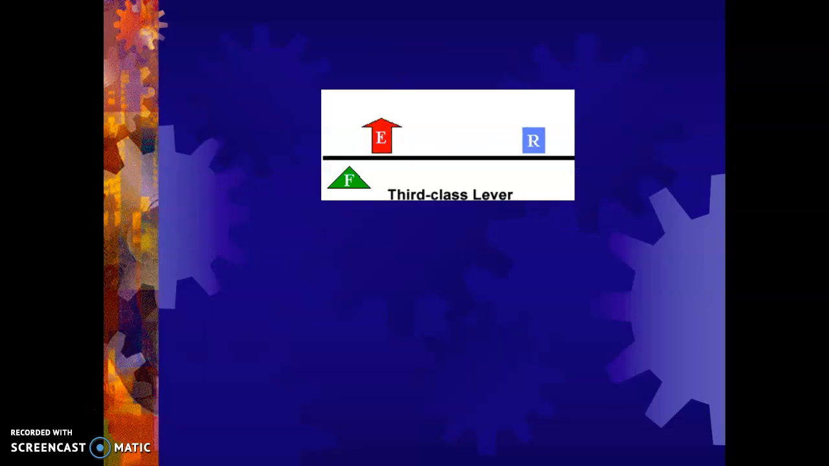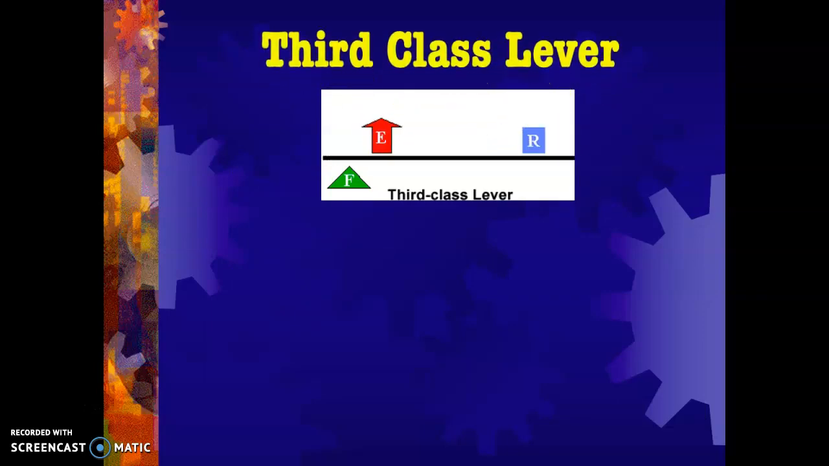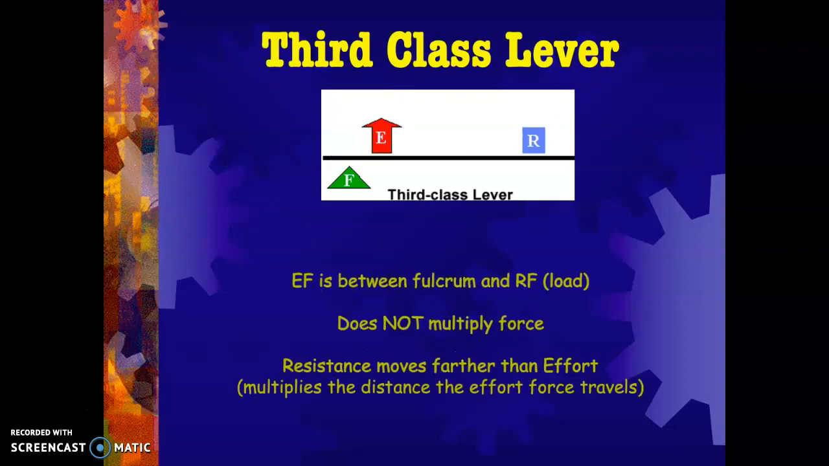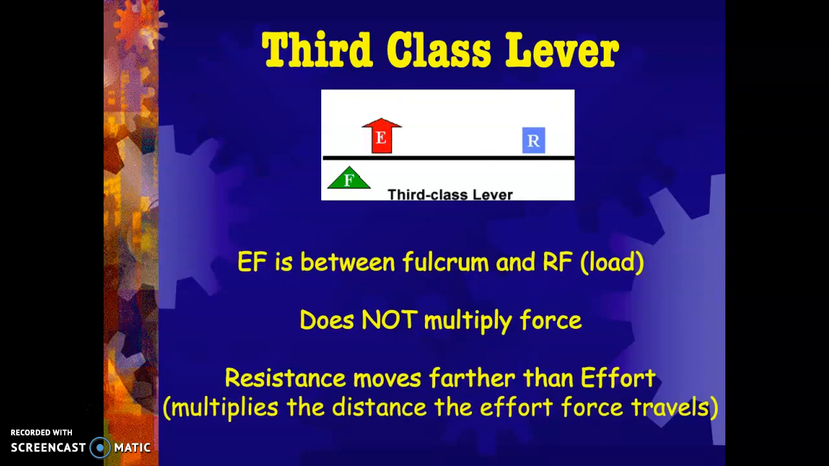Okay, third class lever, you can see here what we've done is we have switched around the resistance and the effort. Now the effort is in between with the fulcrum on one end and the resistance on the other. This does not multiply force. You do not gain any advantage here. Actually, probably makes it a little harder. Resistance moves farther than the effort, so this multiplies the distance. That is the advantage of using a third class lever.